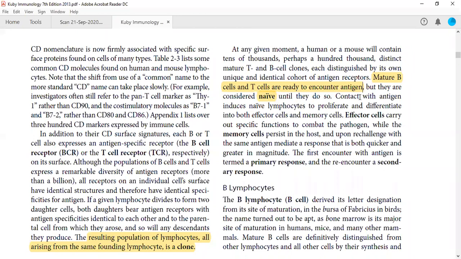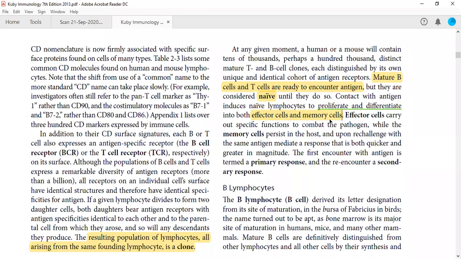Until they do so. So contact with an antigen induces naive lymphocytes to proliferate and differentiate. Actually, होगा क्या अगर ये किसी एंटीजन के कांटेक्ट में आती है तो इसको प्रोलाइफरेशन होने लगेगा यानी क्लोनल सिलेक्शन होगा और ये डिफरेंशिएट कर जाएगी. Differentiate in the sense the B cell will make plasma cells and the T cell will make cytotoxic T lymphocytes, CTLs. So these will differentiate into both effector cells and memory cells. So there are two types of cells which will be generated. One is called effector cells, one is called memory cells.